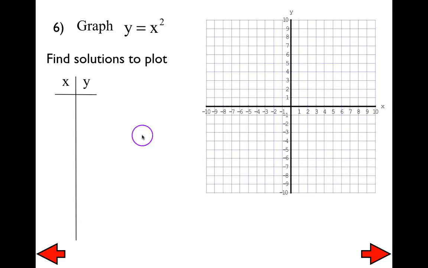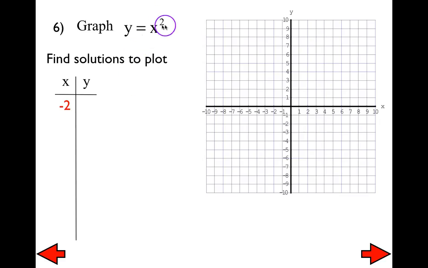So I'm going to go ahead and create an X and Y table. And remember from the previous slide, your input, which is what we're going to call X, you're going to want to choose the smallest numbers possible. You need some positives and some negatives. So I'm going to choose -2, -1, 0, 1, and 2.